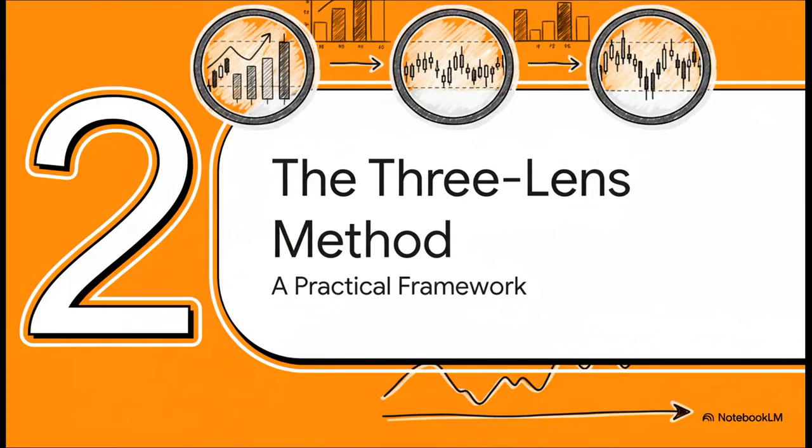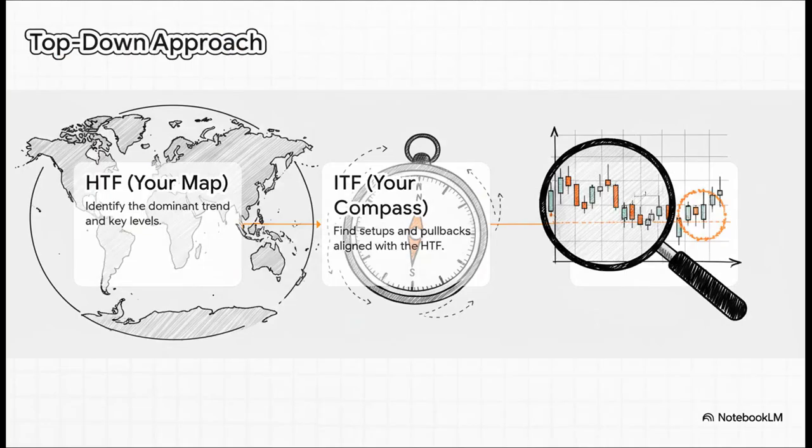Okay, so that's all the theory, that's the why. Let's switch gears now and get into the how. Let's talk about a practical framework you can actually use, which we'll call the 3-lens method. It's a super simple top-down approach. You always start with your higher time frame, or HTF. That's your map. Its job is to tell you the main trend and point out the major support and resistance zones.